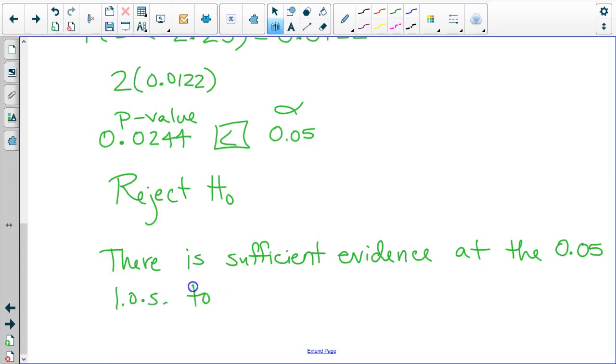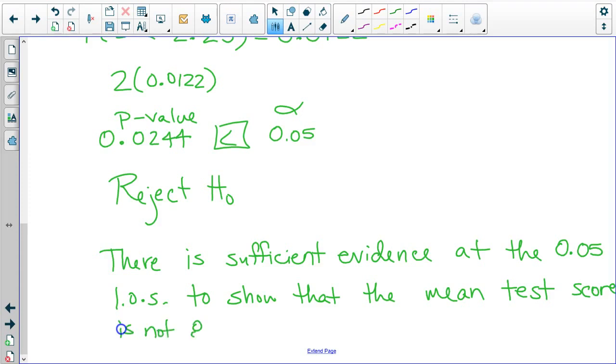to show that the mean test score, what? Good, is not 82. Because whatever you wrote in your alternate is what you put right there. Questions?